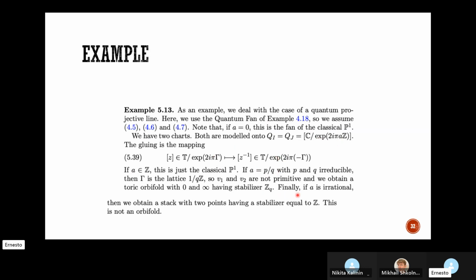More interestingly, when A is irrational, then we get a stack with 2 points having a stabilizer, the 0 here in one chart and the 0 here in this other chart, both have a stabilizer equal to Z. And this is not an orbifold. It's not even a commutative space. It's not even, as a topological space, Hausdorff when this A is irrational. So you get this totally non-Hausdorff space, but of course, in the category of stacks, this is not only very nice, it's smooth.